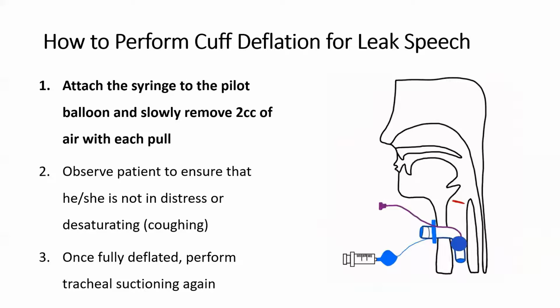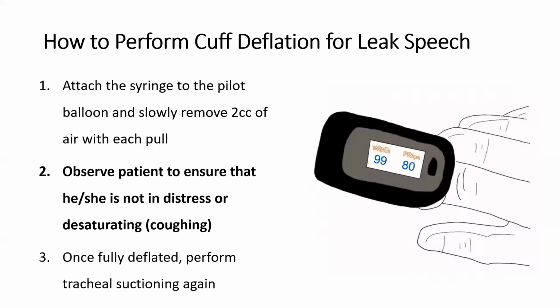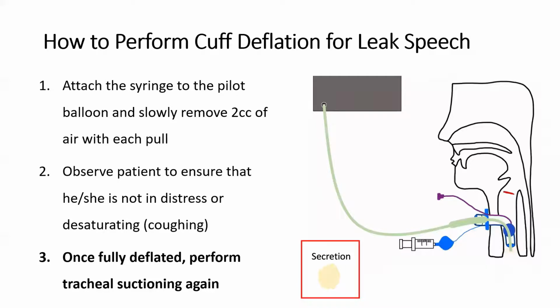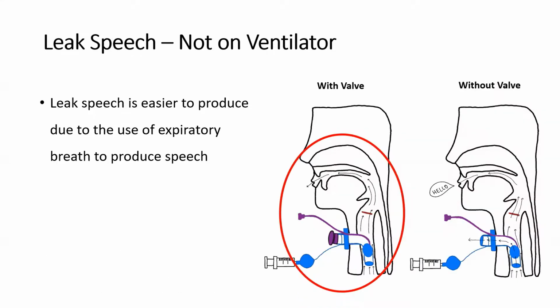Attach the syringe to the pilot balloon and slowly remove 2 cc of air with each pull. Observe the patient to ensure that he or she is not in distress or desaturating. Once fully deflated, perform trachea suctioning again. When patients are not on any ventilatory support, leaked speech is easier to produce, as they are able to utilize the expiratory breath to produce speech.